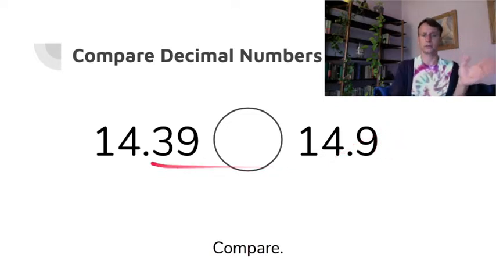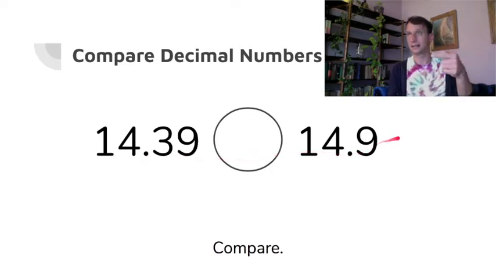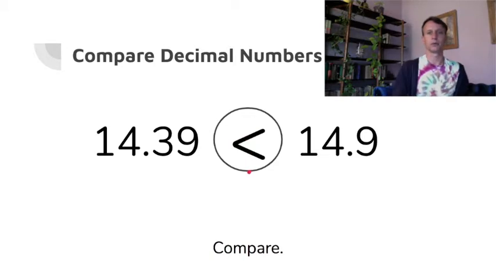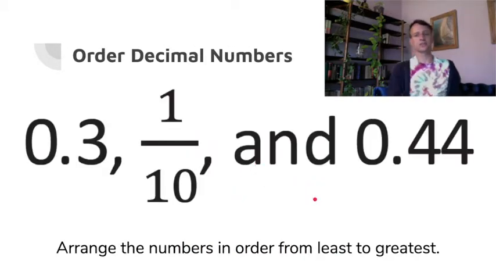90/100. Yes, so 39 is less than 90. So this is a big bad less than. Beautiful. Now we're going to put these in order from least to greatest. All right, let's just do this together.